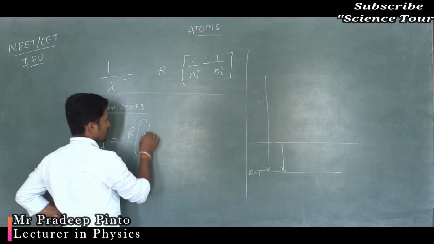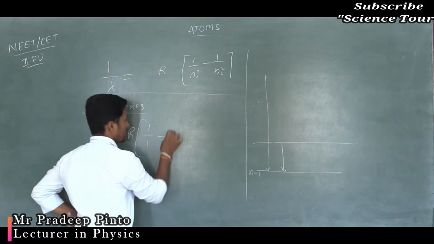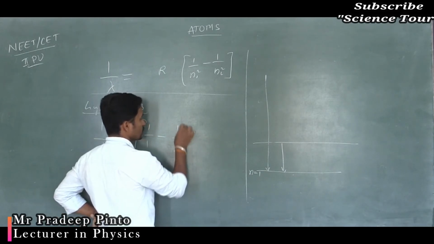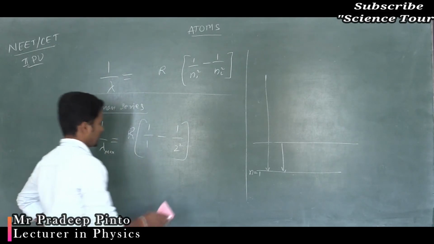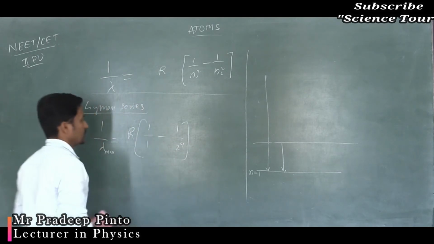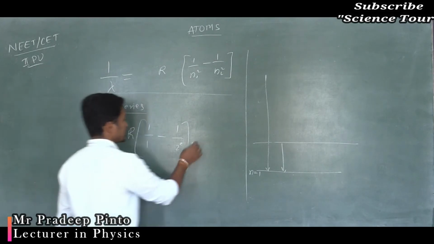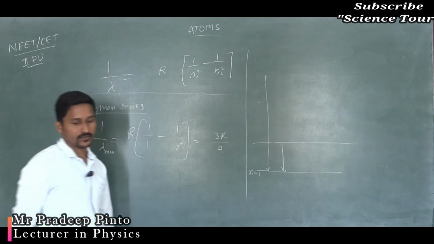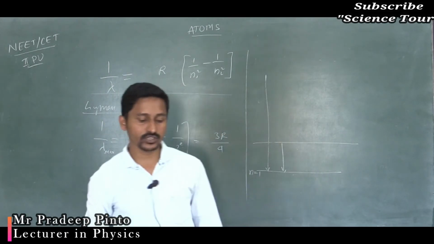Now the maximum wavelength for the Lyman series: n1 is always 1, minus 1 by n2 square, where it jumps from n is equal to 2, so 2 square, that is nothing but 4. So what expression am I going to get? 4 minus 1 is 3, so 3R divided by 4. From this you can get the value, which you have to calculate.